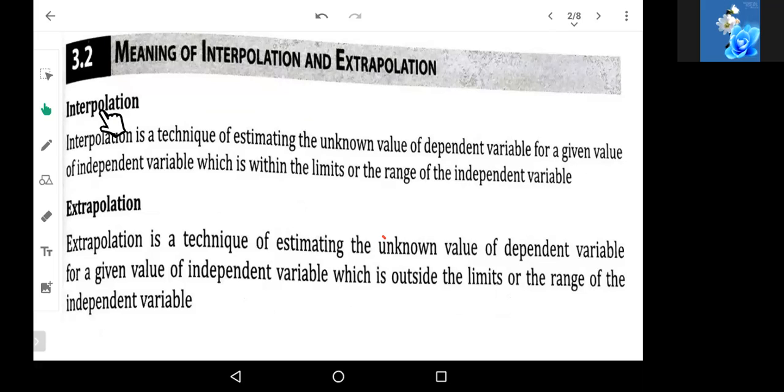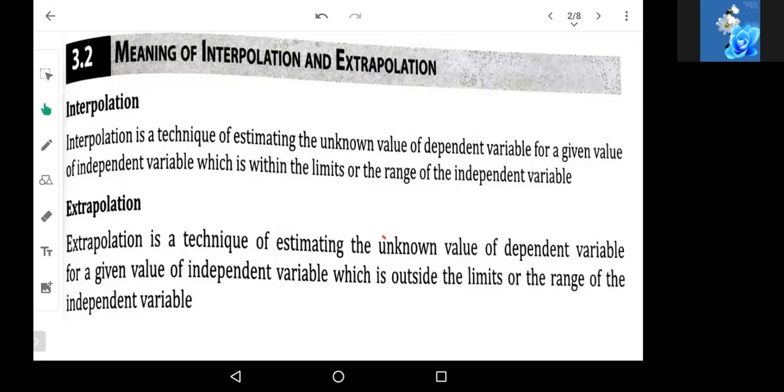Interpolation is a technique of estimating the unknown values of a dependent variable for a given value of the independent variable, which is within the limits or the range of the independent variable. X will be known, y will not be known. So we are supposed to get the value of y using the value of x.